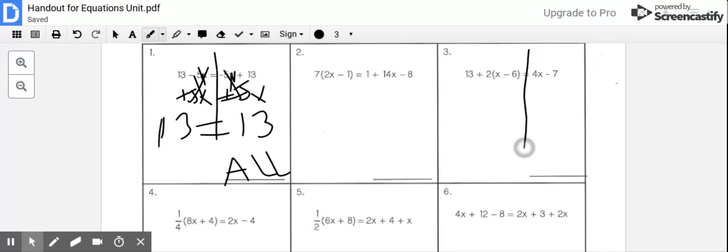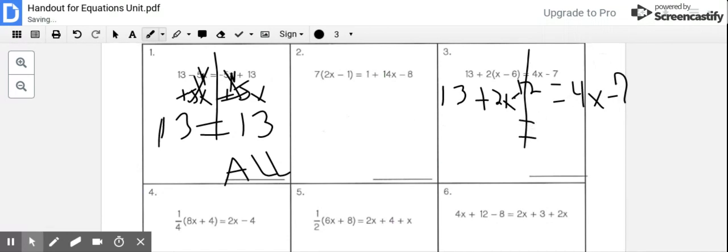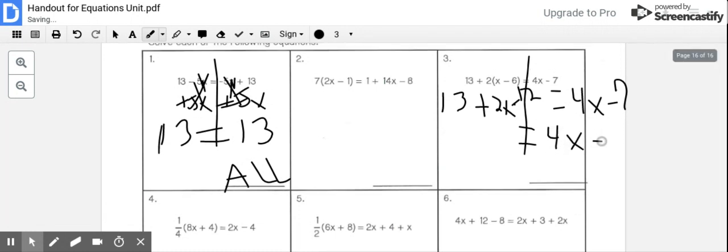Let's try number 3. First of all, we're going to distribute. So we got 13 plus 2x minus 12 equals 4x minus 7. Okay, and then we're going to put these like terms together on this side. So over here we have 4x minus 7. And here we have 13 minus 12, which is 1. And so we have 1 plus 2x.